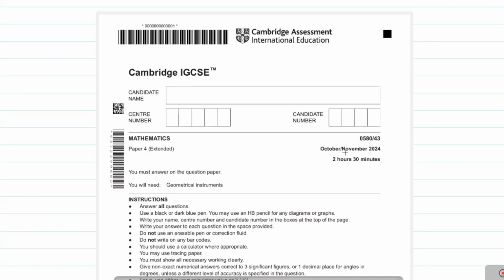IGCSE paper 4 October-November 2024 variant 3.